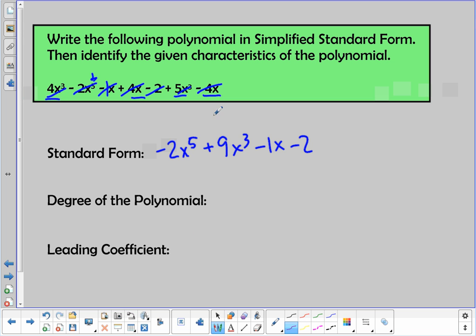So degree of the polynomial, largest exponent, that's a 5. Leading coefficient, coefficient in front, that's a negative 2. Notice, by the way, that neither of those have the variable with them. It's just the number part.